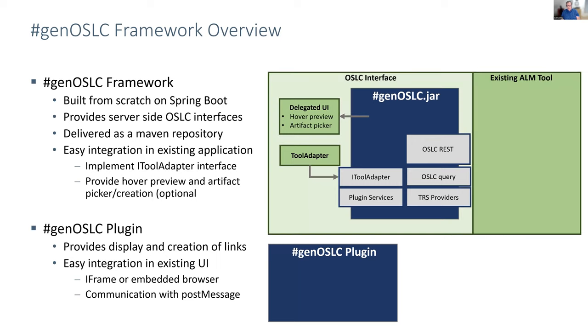The idea is that if I have an existing ALM tool, perhaps an in-house tool, perhaps a commercial tool, and I want to build an OSLC interface for that existing tool, that's where genOSLC comes in. There are two parts to it. One is the programming framework itself, which we built from scratch on top of Spring Boot. It uses the very latest Spring Boot, and there are lots of advantages to that. It provides all your server-side OSLC interfaces, delivered as a Maven repository, so it's very easy for developers to use and integrate with. You implement just one single Java interface, and you provide a rich hover preview for your resources, whatever they are, and optionally an artifact picker or a creation dialog. That's optional. So that's the server side, which gives you all of the server-side functionality. I'll talk about what that looks like in a minute.